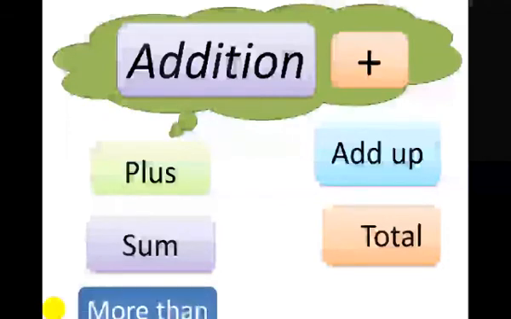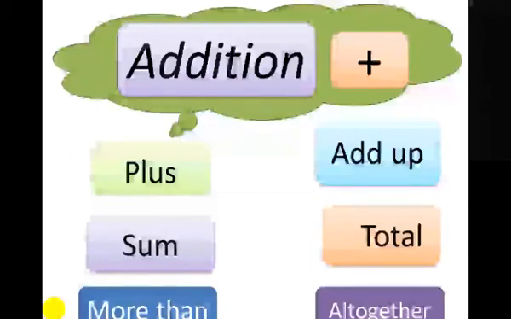More than. More than is another word that can be used in place of addition. For example, 10 more than a certain number means 10 plus that number. Altogether. Altogether means addition. You count the numbers together. All these words have the same meaning as addition. If you come across any of these words in a question, what you are meant to do is to add the numbers together.